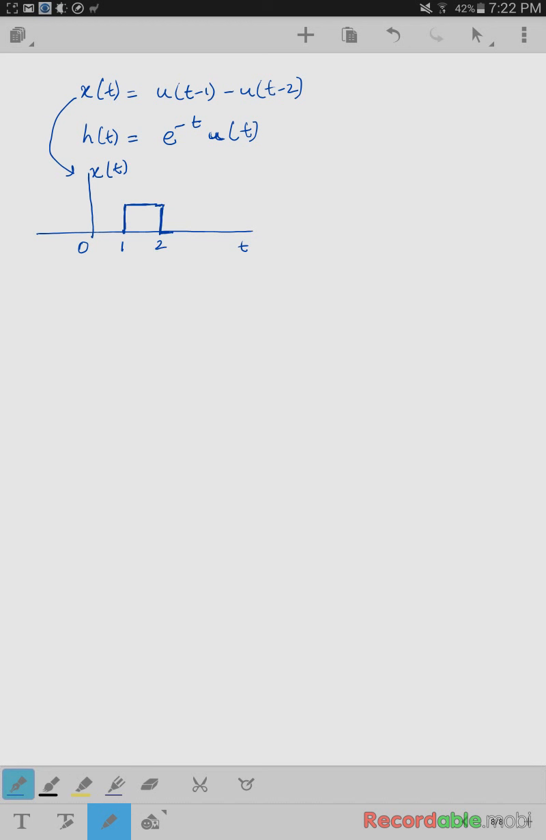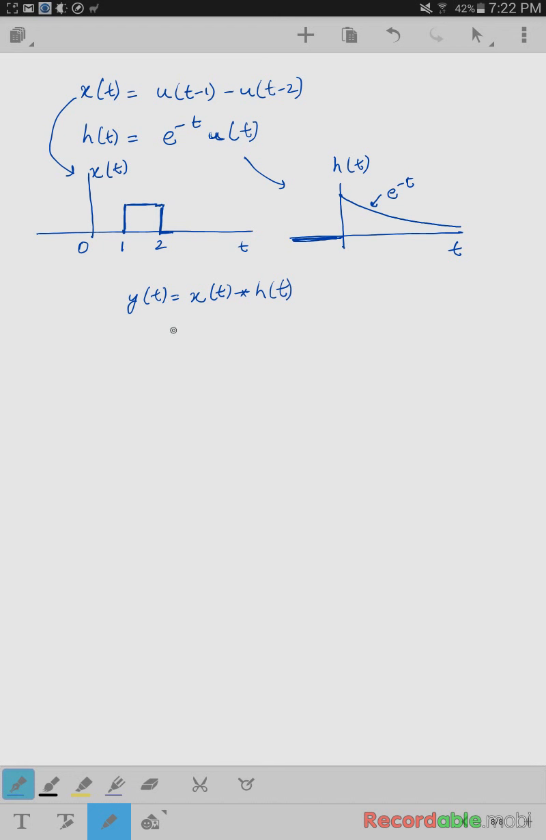What is my h(t), the impulse response of the system? h(t) is e to the power minus t u(t), which means it's 0 for t less than 0, and after that it's e to the power minus t. It looks simple enough, and of course you can evaluate this using simple convolution: y(t) equals x(t) convolved with h(t), and it's not a very hard integration to do.